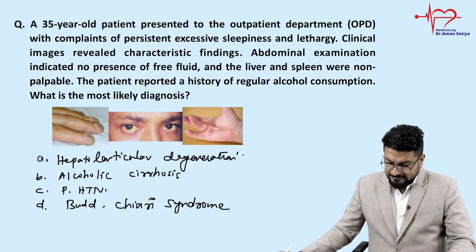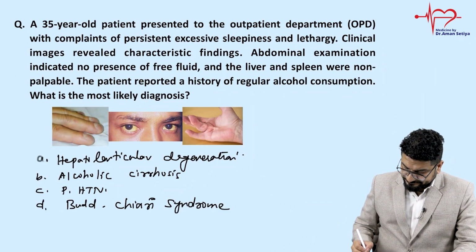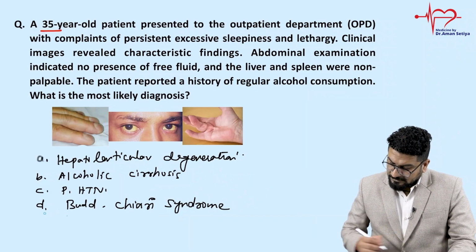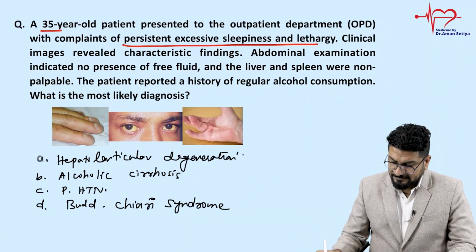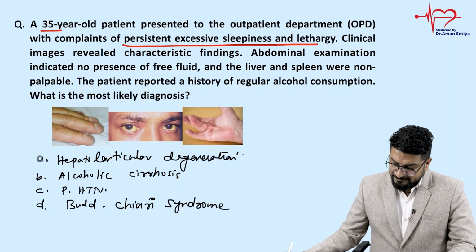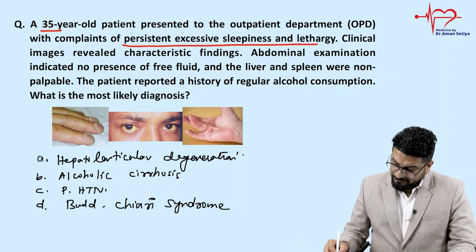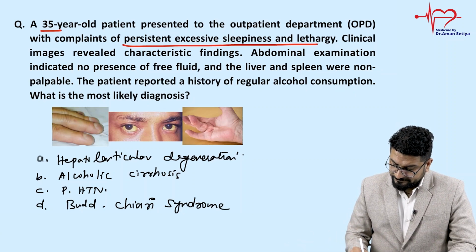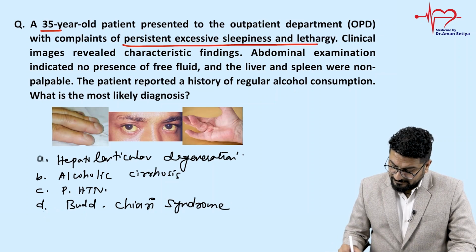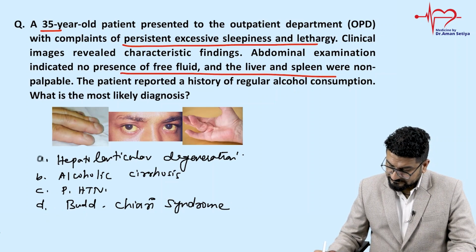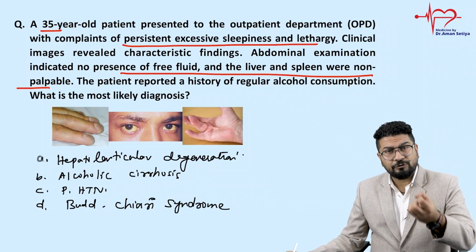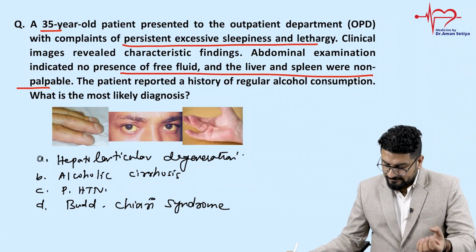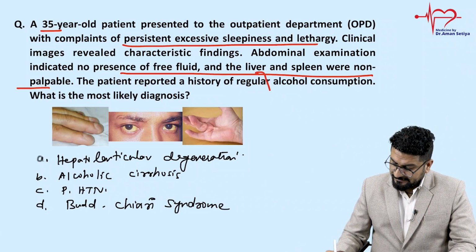Okay, in this question, a 35-year-old presented to the outpatient department complaining of persistent excessive sleepiness and lethargy. Clinical images reveal a characteristic finding. Abdominal examination indicates no free fluid, and the liver and spleen were non-palpable. Liver and spleen not being palpable means the liver is squeezed. There is a shrunken liver. So shrunken liver is the hint.